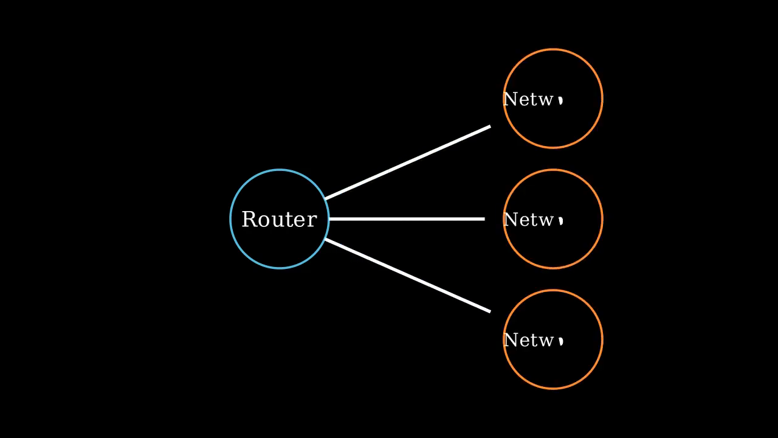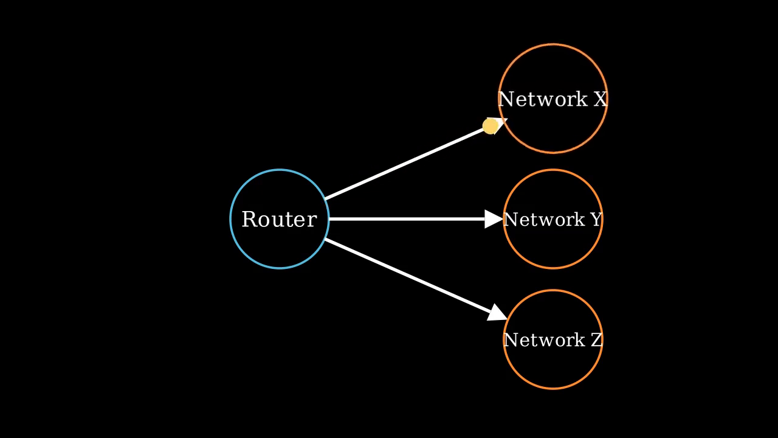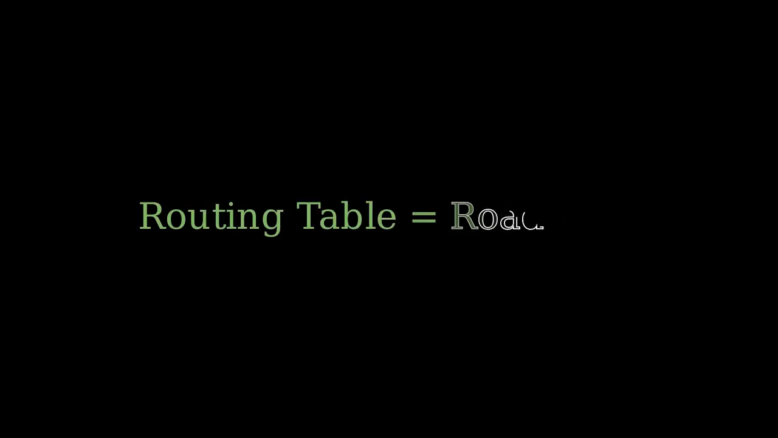Now imagine your router is at the center of a map, with multiple networks branching out like different highways. When your packet arrives, the router picks the correct path, or next hop, to guide the data toward its final destination. Ultimately, a routing table is just a digital roadmap that keeps traffic moving in the right direction. How do packets find the fastest path?